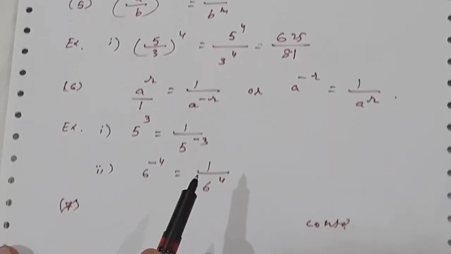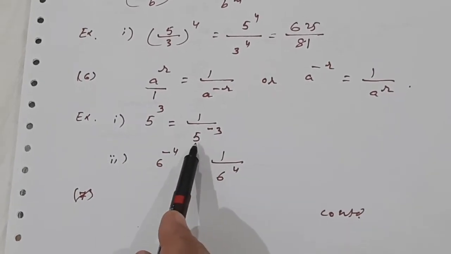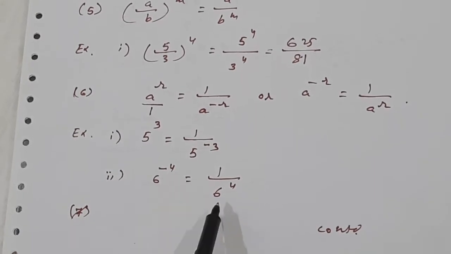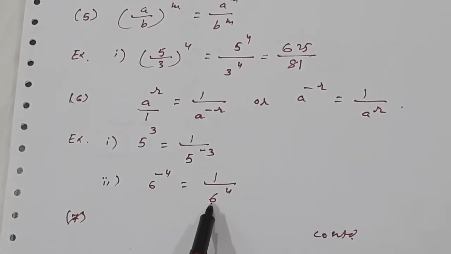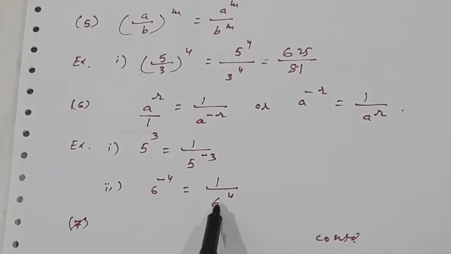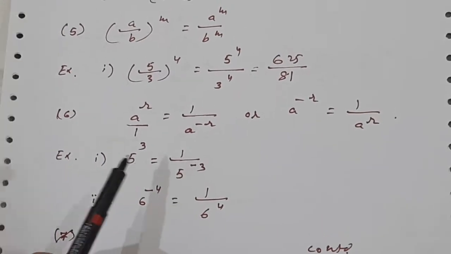Note, this is a very important law. Example, 5 raised to 3 can be written as 1 upon 5 raised to minus 3. 6 raised to minus 4 can be written as 1 upon 6 raised to 4, and then you can multiply 6 four times. This law is very useful for calculations and for solving sums.